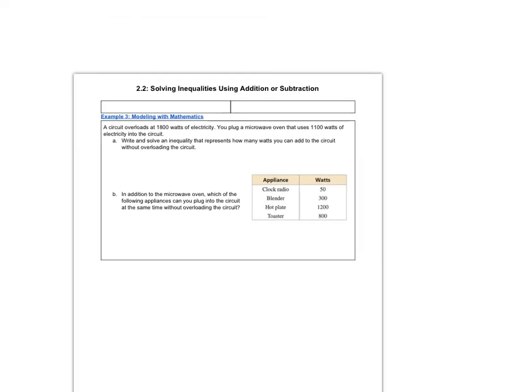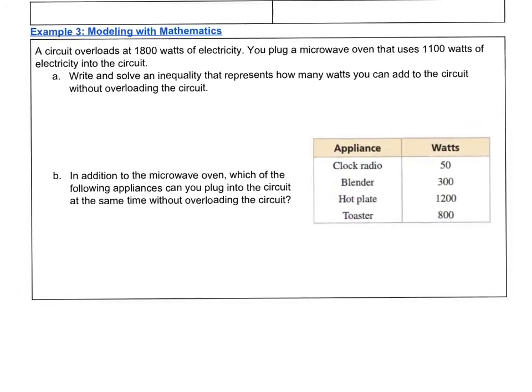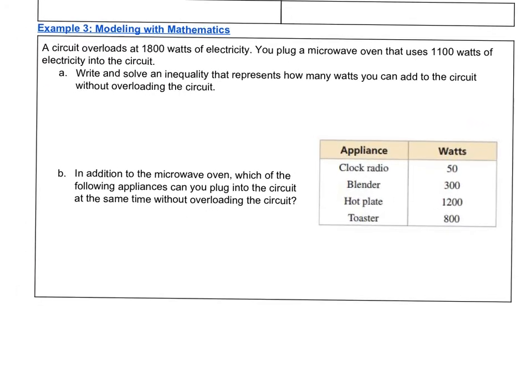Example 3 says, a circuit overloads at 1800 watts of electricity. You plug a microwave oven that uses 1100 watts of electricity into the circuit. Write and solve an inequality that represents how many watts you can add to the circuit without overloading. So how many watts I can add to what I already have.